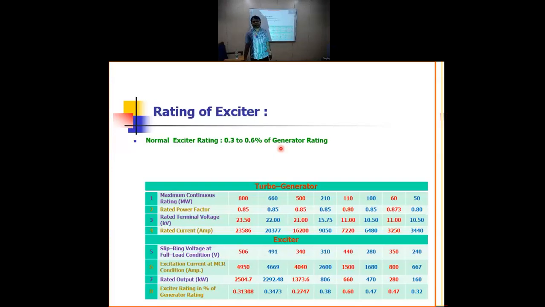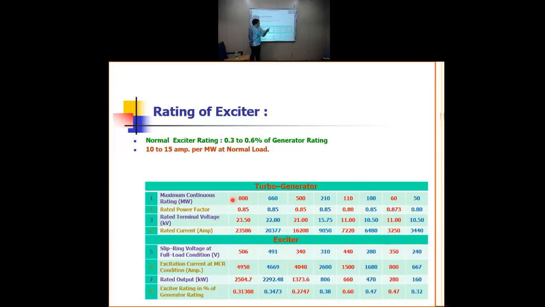That means while designing the exciter scheme, it is designed in such a way that the power rating falls between 0.3 to 0.6%. That is the standard rating. Or another measurement is 10 to 15 ampere per megawatt. For making 800 megawatt, current is 4950. So just divide this by 800 megawatt.